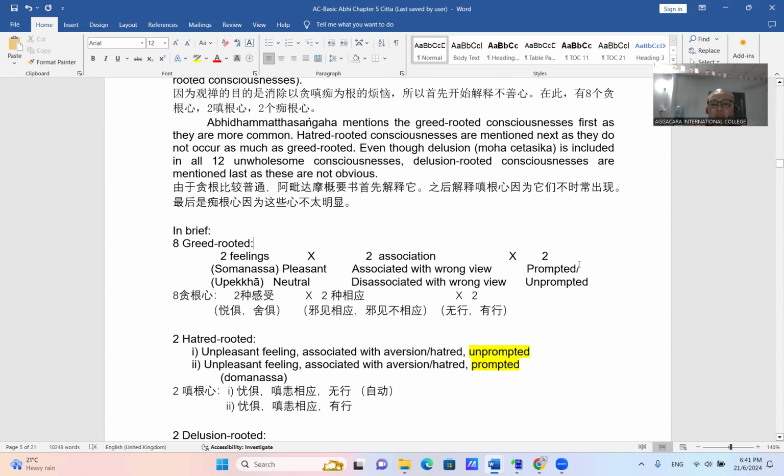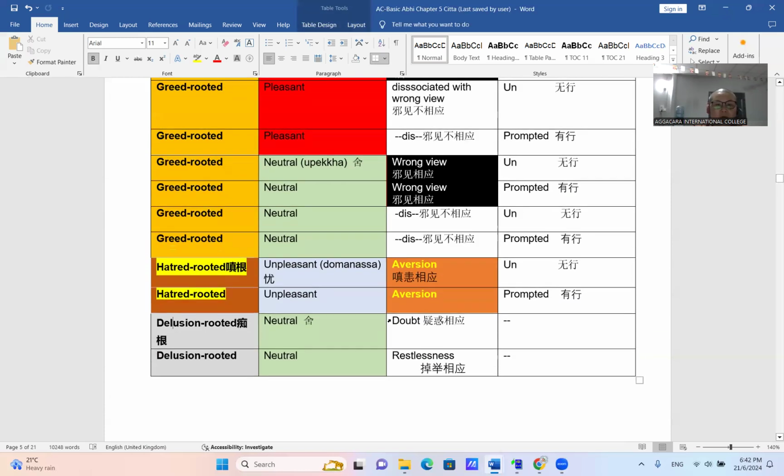And then I already mentioned prompted and unprompted. Prompted means somebody needs to prompt you or you prompt yourself. Unprompted means automatic. Okay, the greed is there. So when you see the apple, you want to eat the apple, or a child sees the apple, he wants to steal the apple. So it's called unprompted. So you got 2 times 2 times 2. So you will get 8. So how you get 8 is only this one. 2 feelings, 2 associations, 2 types of prompted or unprompted. All right. So for this, we go for this.